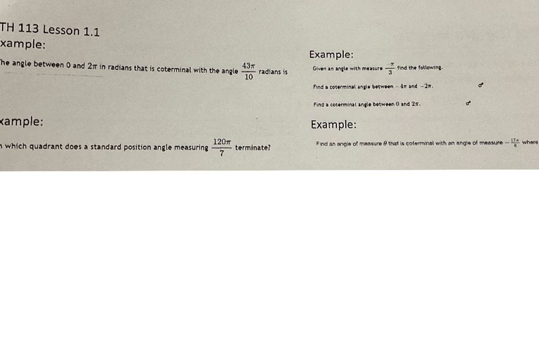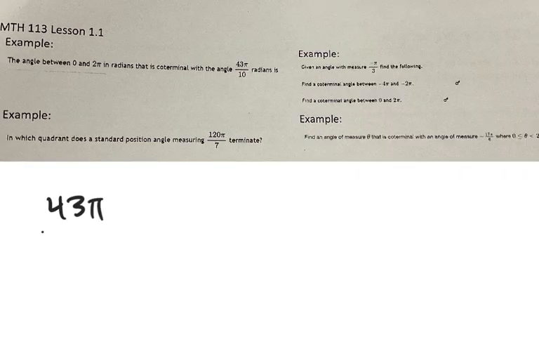So what did coterminal mean? It has the same ending line. How did we find coterminal angles when it was in degrees? We could add or subtract 360. But we're not in degrees, we're in radians. So I wouldn't add or subtract 360, I would add or subtract 2 pi. Because 2 pi is the same thing as 360 degrees. So for the first one, I've got 43 pi over 10. And I need to subtract 2 pi.